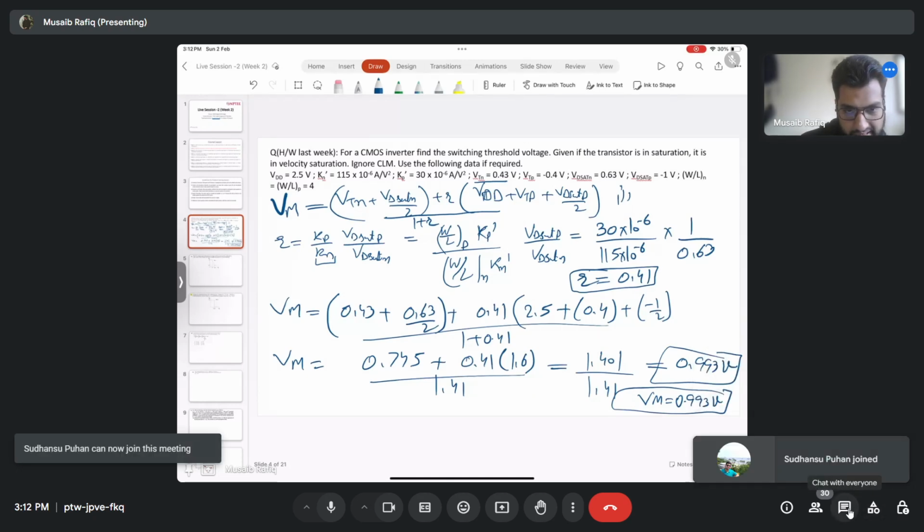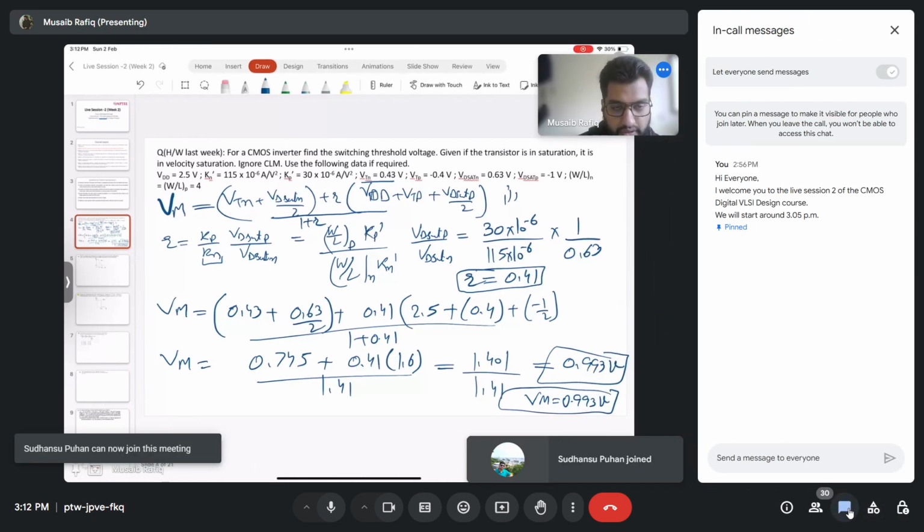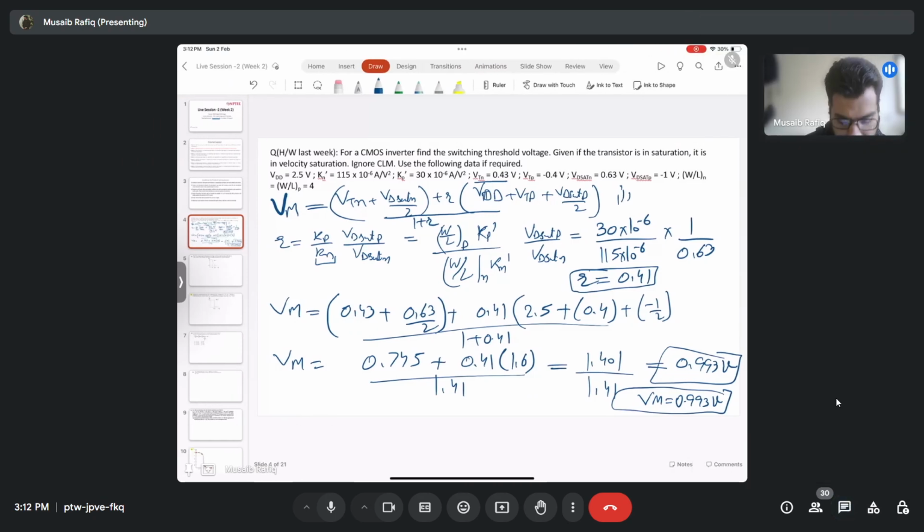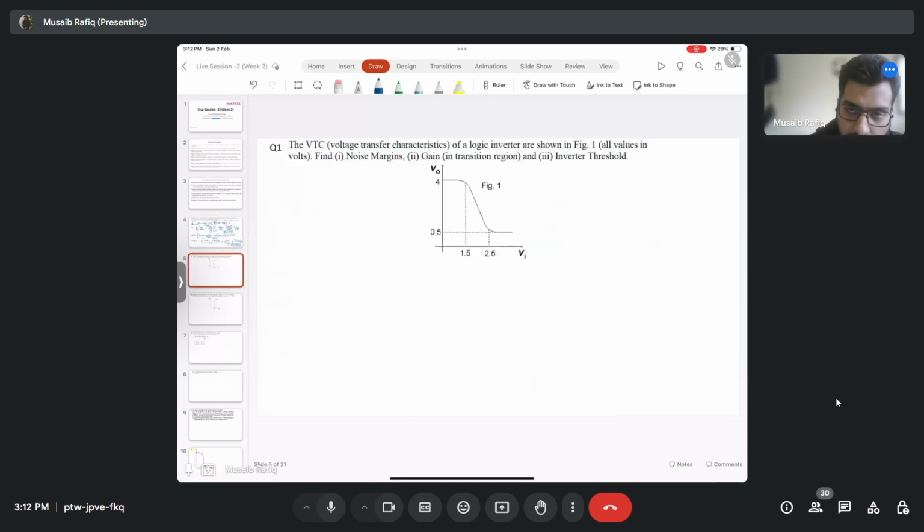I hope you also got the same answer if you had done it. So this was exactly like the question we did last time. So let's move forward to the first question of today's live session, which says that the voltage transfer characteristics of a logic inverter are shown in figure 1. So we are given this VTC shown in figure 1, and all the values are in volt. What we are required to find is the noise margins, the gain in the transition region, and inverter threshold from the figure itself. So this is the voltage transfer characteristics, basically the output voltage versus the input voltage.